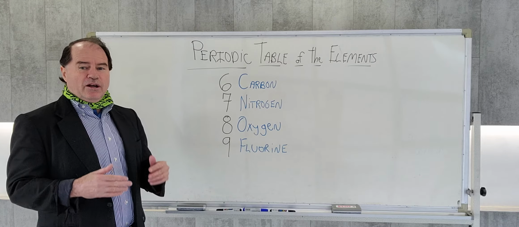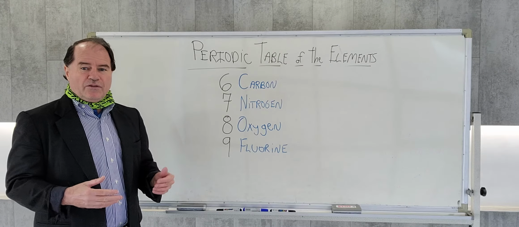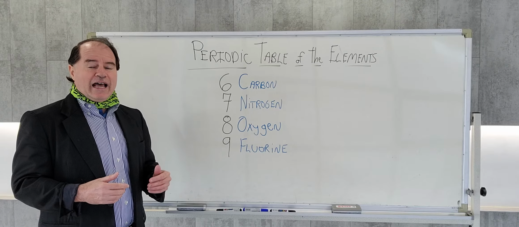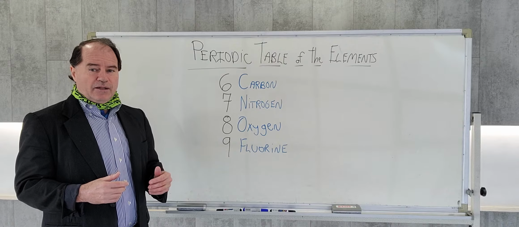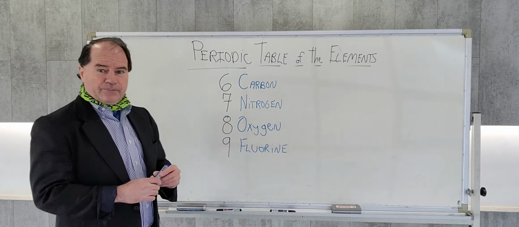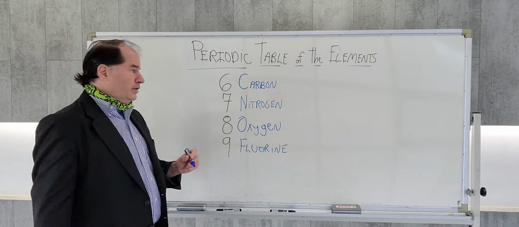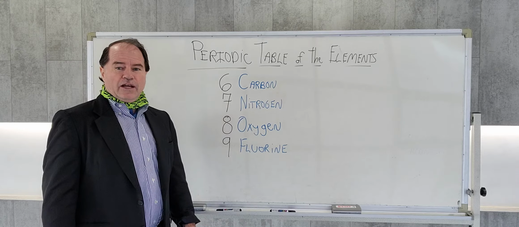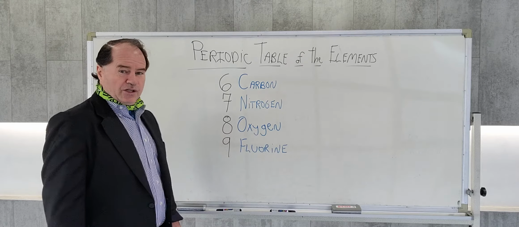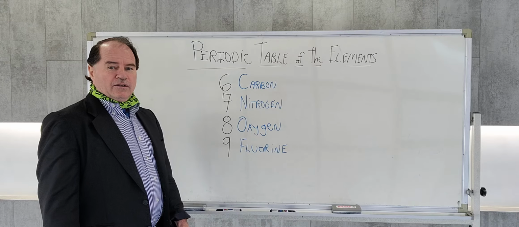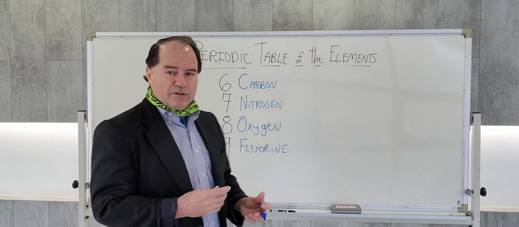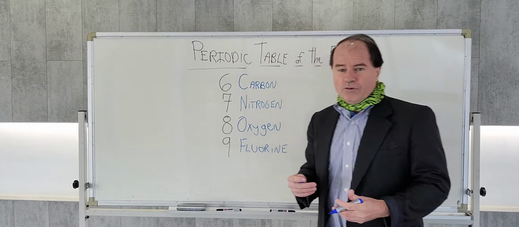If you remember in our previous lesson, we learned 1 through 5 of the periodic table. Today we're going to learn 6 through 9 of the periodic table. Okay? So, number 6, carbon. Number 7, nitrogen. Number 8, oxygen. Number 9, fluorine. Now we're going to learn these the exact same way we learned the first 1 through 5.